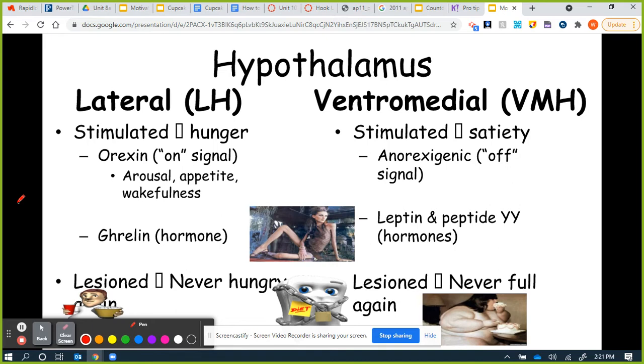There are two different parts of the hypothalamus that are involved in hunger and satiety. The lateral hypothalamus is the part of our hypothalamus that, when it is stimulated, we will get hungry. It releases a neurotransmitter called orexin, which is basically a neurotransmitter that gives an on signal to everything. Orexin is involved in feeling hungry. Orexin is involved in wanting sex. Orexin is involved in staying up later than you know that you should because you're watching a TV show.